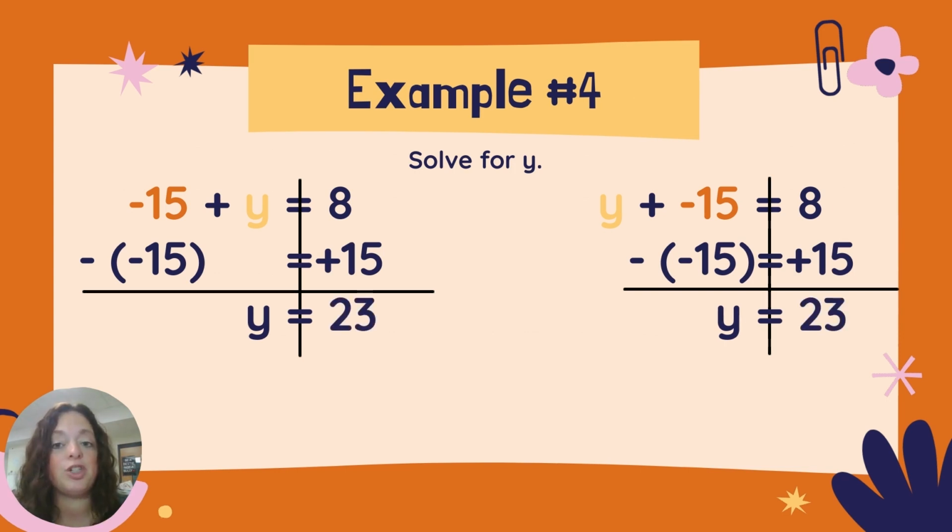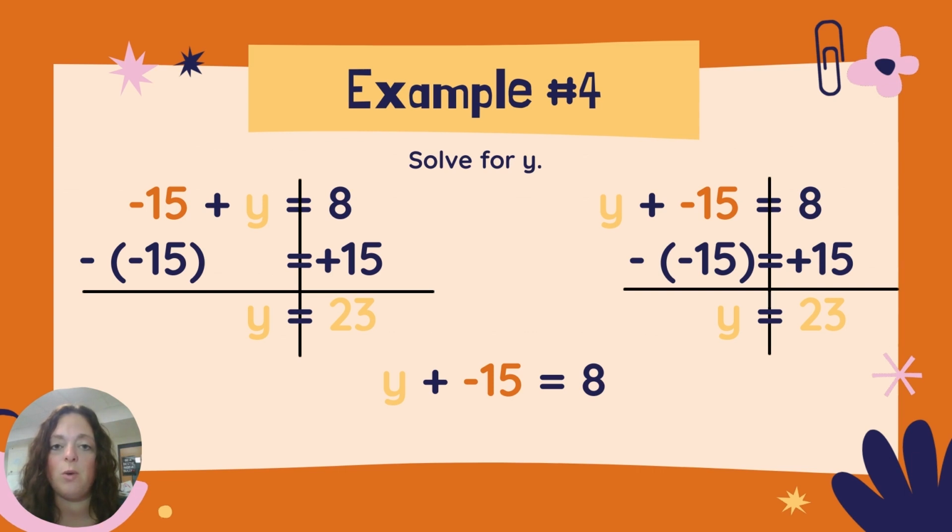Yes, it's 23. Let's check our solution to make sure that we did it correctly. If y is equal to 23, then we should be able to swap it out or substitute it into the equation where the y is. So what is 23 plus negative 15? If it's 8, then we did our problem correctly and our solution is correct. If it's not 8, then we did something wrong. It is 8. We did it correctly.